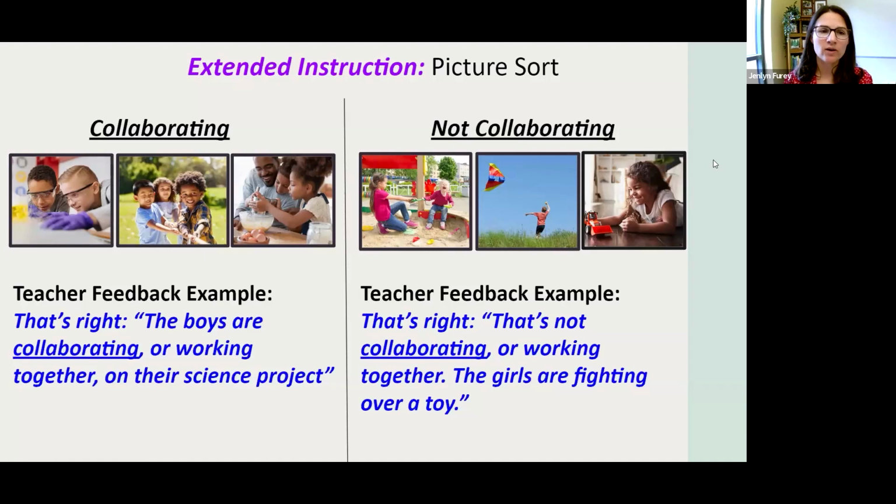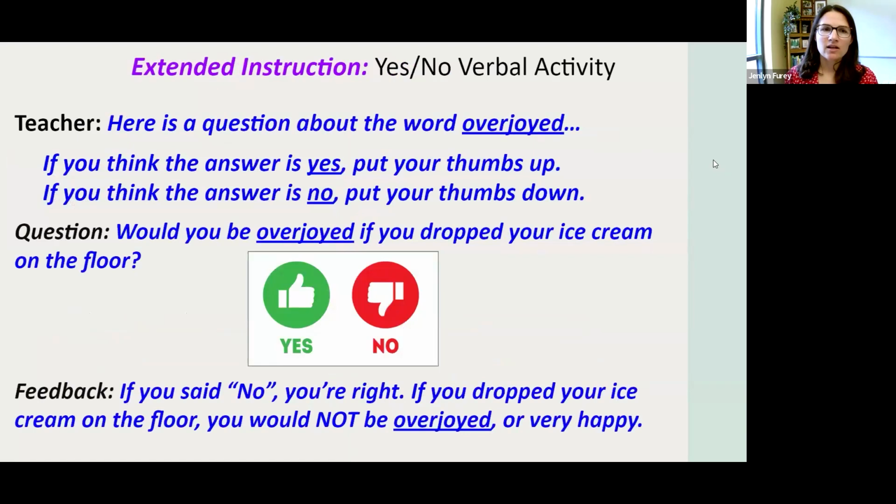And that's a really great way to start your extended instruction. Again, they're just learning these words. They don't yet have the in-depth word knowledge. We're working towards that while providing scaffolding. So another level of activity that is getting increasingly advanced, again, we're working towards helping students to have a more rich, decontextualized knowledge of these words, is a yes-no verbal activity.